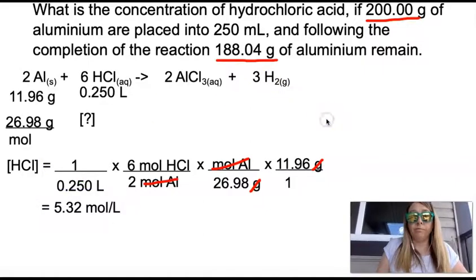Okay, so this is more or less what solution stoich looks like. As soon as you figure out how to do unit analysis, you're pretty much set. Because you should be finding, for those of you that are understanding this, this isn't really any harder than what you did yesterday. It's just a little bit different, okay?